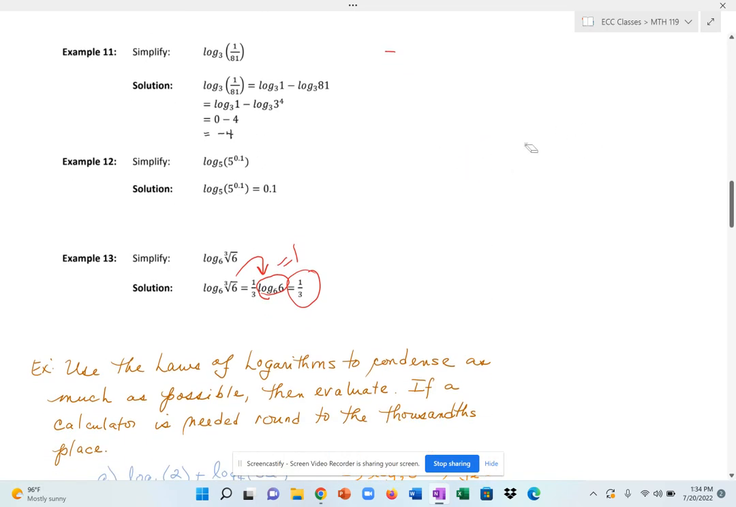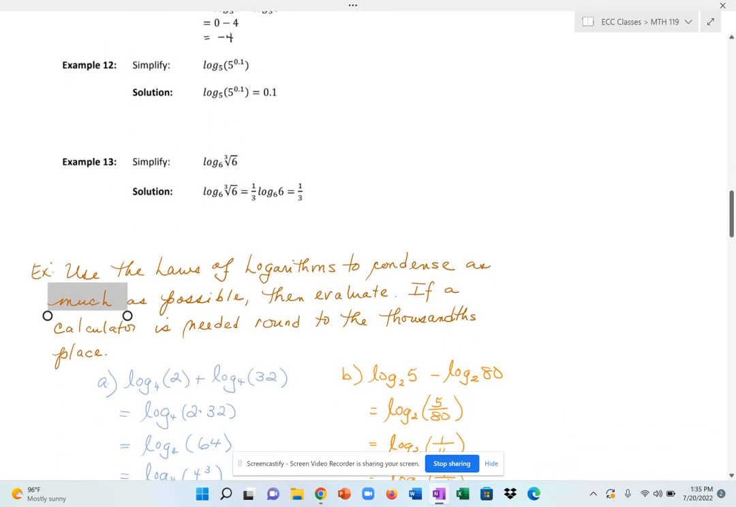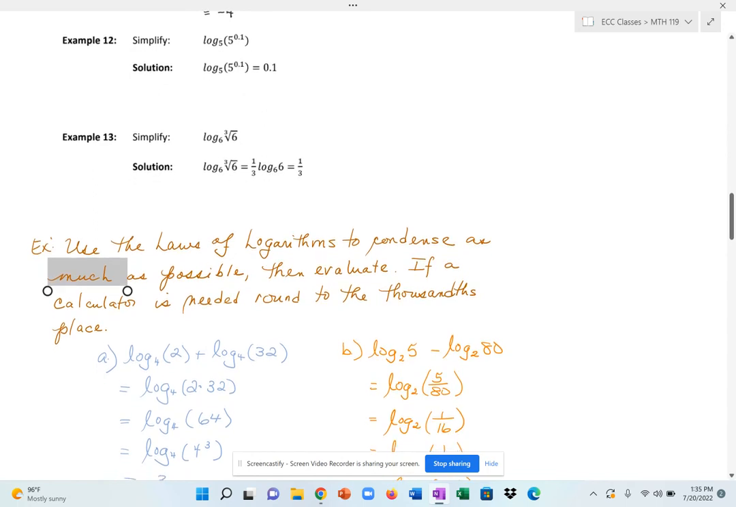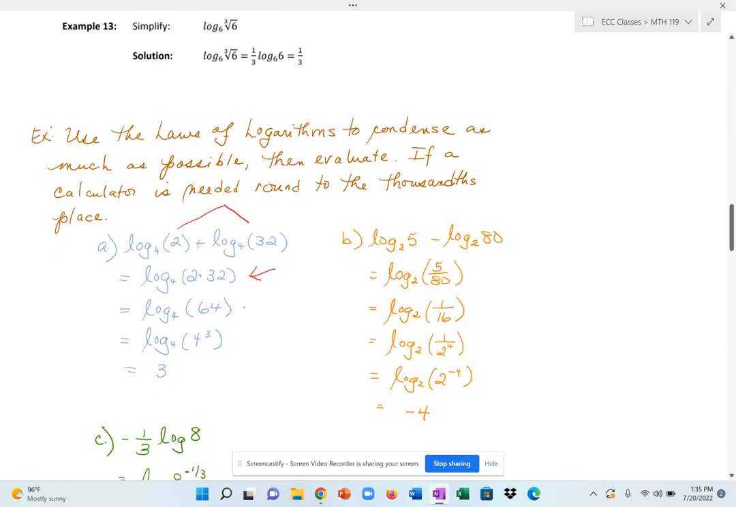All right, so here we're going to use the laws of logarithms to condense as much as possible, then evaluate it. If a calculator is needed, then round to the thousands place. So you might need a calculator for some of these. So I have log base 4 of 2 plus log base 4 of 32. I'm going to condense this by multiplying the 2 and the 32. So it's log base 4 of 64. But 64 can be rewritten as 4 to the third power. Here's that rule again. When these two bases are the same, your answer is just the exponent of 3.